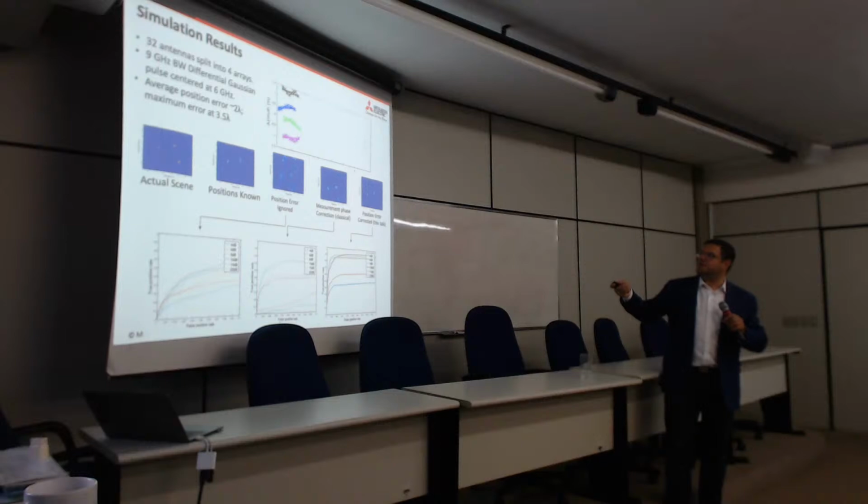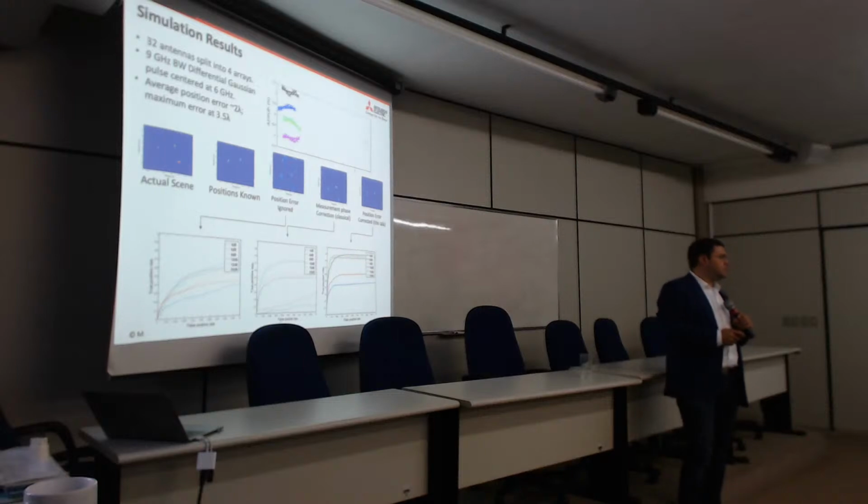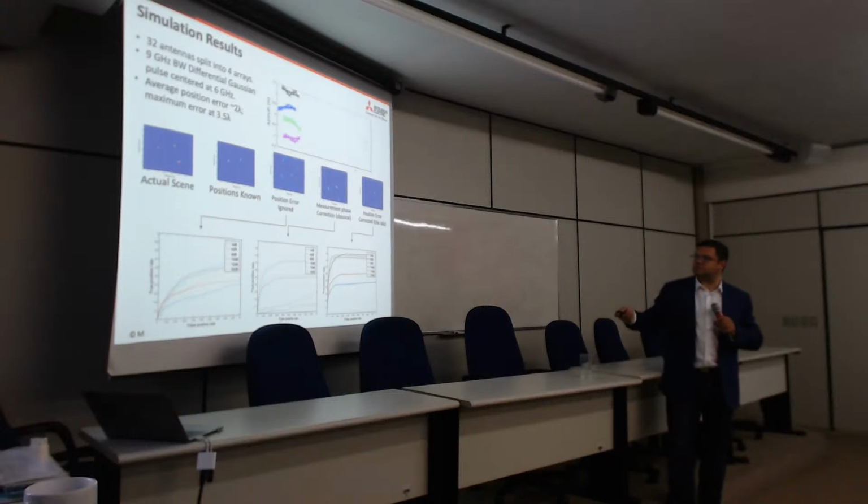So at every point, this transmitter transmits to the scene, and they all receive the reflection, including this transmitter. This is the actual scene. This is what you would recover if you exactly know the position errors. And keep in mind, we have very large position errors. The average position error is 2 wavelengths, and the maximum error is 3.5 wavelengths in this simulation. So it's pretty large position errors. If you know exactly the position, you get very good recovery because you have a large array.